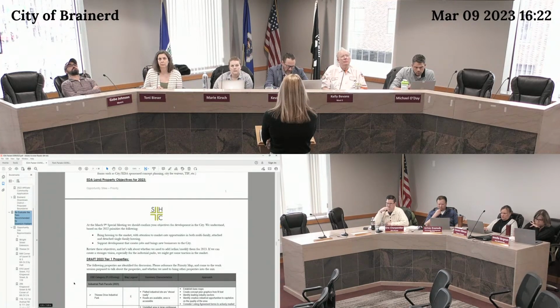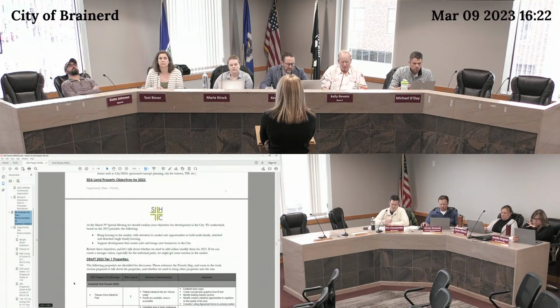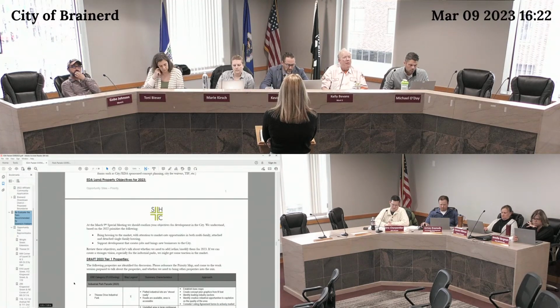And then also obviously supporting development that continues to bring businesses and create jobs. So those were kind of the two pieces that I understood in terms of what we were after last year. Obviously, I want to make sure that those are still kind of the objectives, especially as we look at what sites to prioritize and potentially do some master planning and concept planning on.